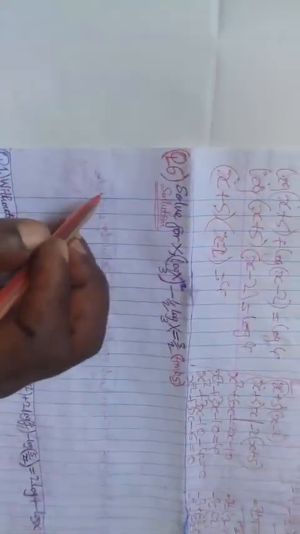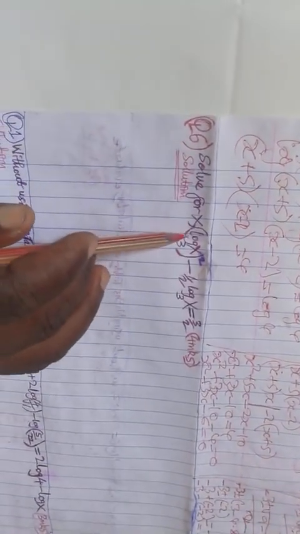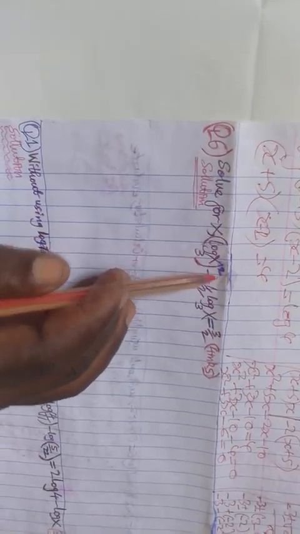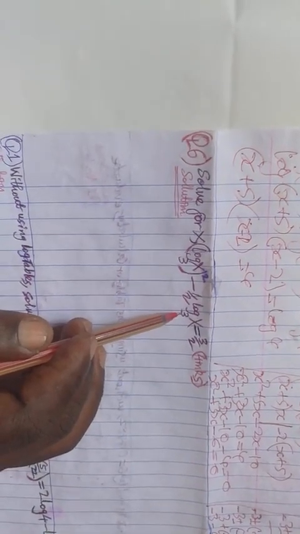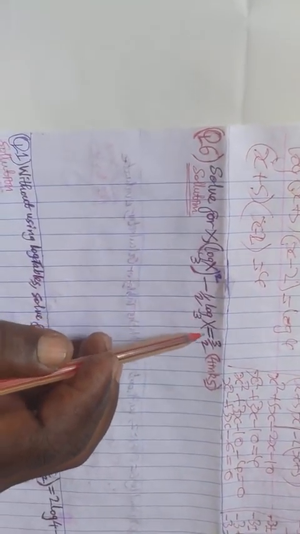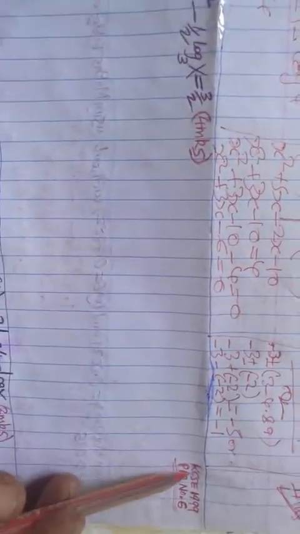So we are in question number 6. Question number 6 states: solve for x in (log x base 3) squared minus a half log x base 3 is equal to 3 over 2. This was the KCSE 1999 paper 2 number 6.